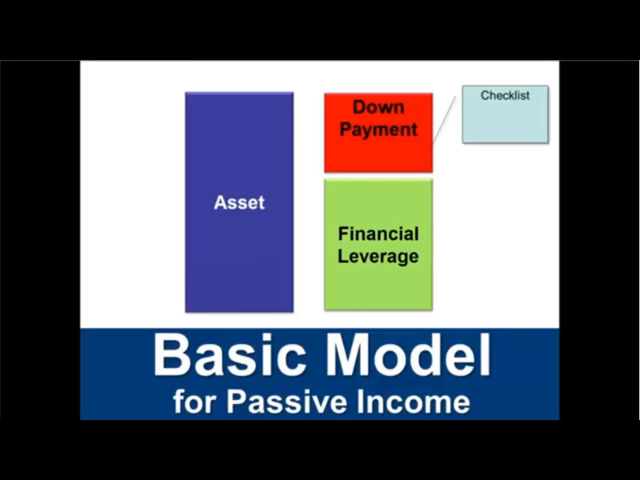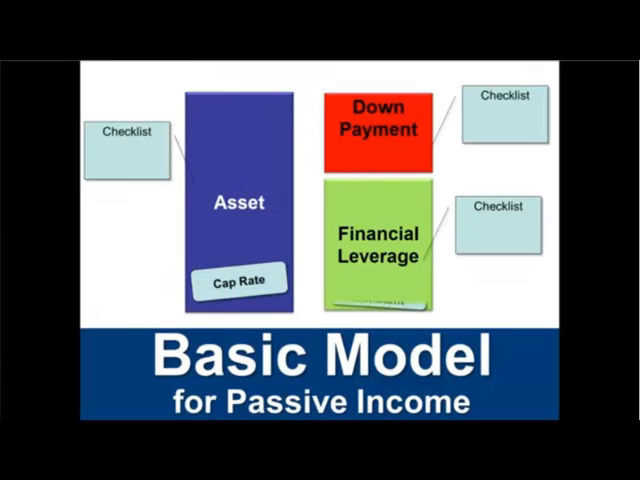And then we have the basic model for passive income. On the left-hand side, you have an income-producing asset, and the income-producing asset will give you a cap rate, which is a measure of your net income from that income-producing asset. And then on the right side, you have your financing stack, which is made up of your down payment and your financial leverage, or a loan that you will take to buy that income-producing asset. So again, the safest way to structure the down payment is by bringing on and using an equity partner. The second safest way is using your own money.